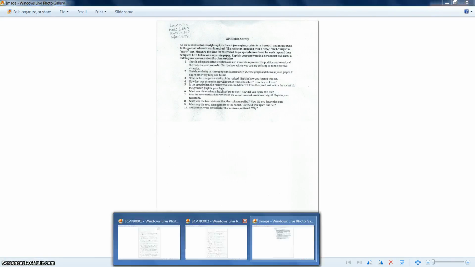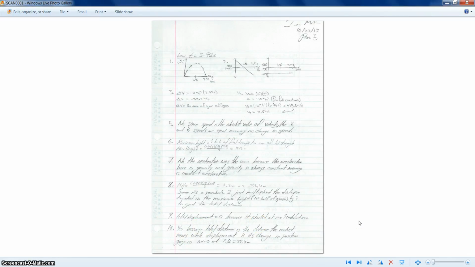Number 10. Are your answers different for your last 2 questions? Why? Well, our answers are different, yes, because total distance is just the measurement of the distance the rocket traveled, and displacement is the change in its position regarding its position at time equals 0. They're just 2 different things. Our change in position is 0, but our total distance traveled is 38.4 meters.